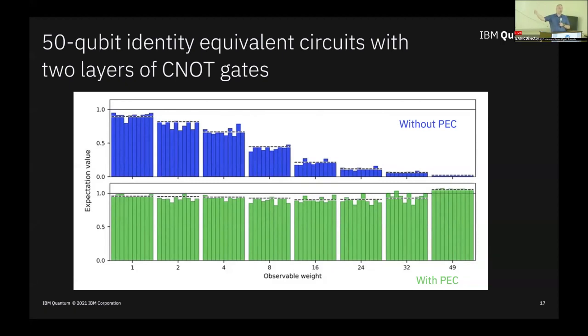As we add more and more qubits, the probabilities of success multiply together, so the probability of failure gets higher and higher. Without PEC, you can see by the time we go to the weight 50 correlator, we have basically no probability of finding the one that we expected. But with probabilistic error correction, we recover a nice high probability there. So this is really kind of a beautiful result.